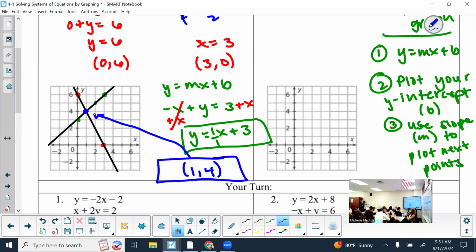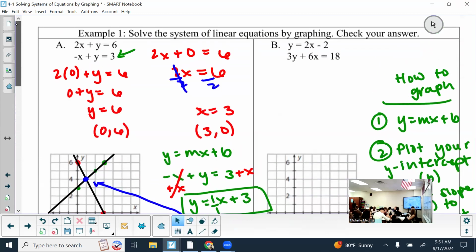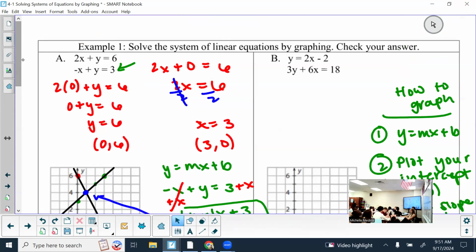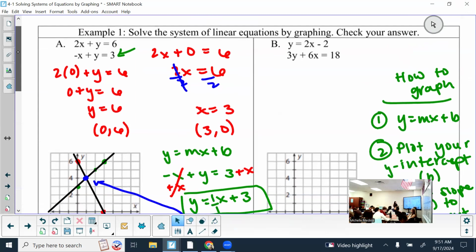So if you had to dust off the cobwebs, I'll show you one more and then I'll have you try the next 2 on your own. So this one, try to be a little better. First thing you need to check when you're solving systems by graphing: is this first one in slope-intercept form? Yes, it's in the format y equals mx plus b where the y is alone. So yes, I have everything I need to be able to graph that.